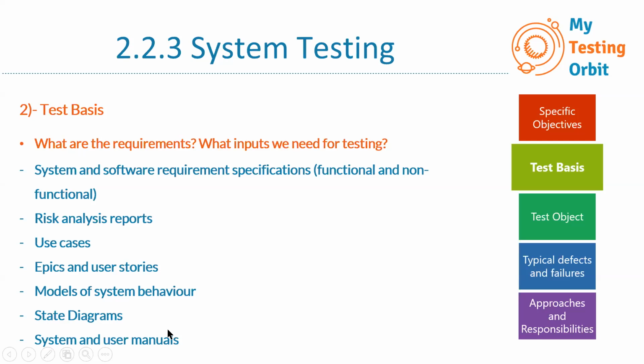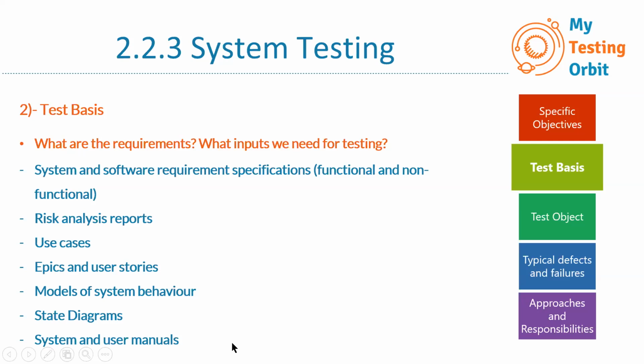Then state diagrams. There might be state diagrams or flow charts, etc., and in this case, state diagrams is given as an example. So it can be a visual representation. For example, if you have used Visio, the flow charts are built in Visio, and it basically shows the flow of how components interact with each other. So that can be given as a test basis for system testing as well.